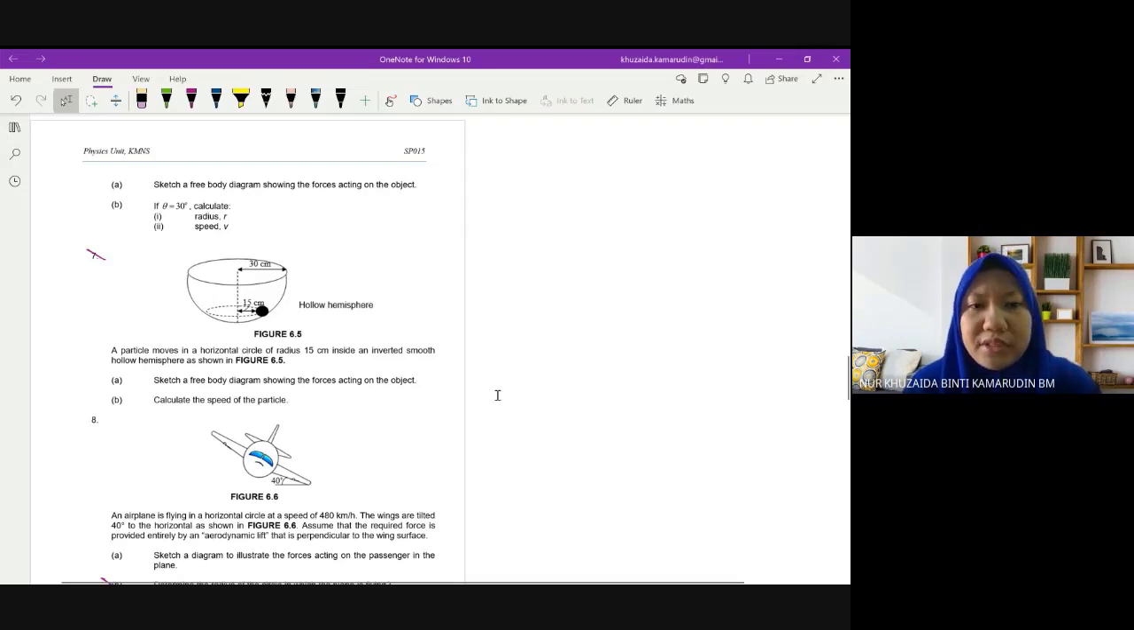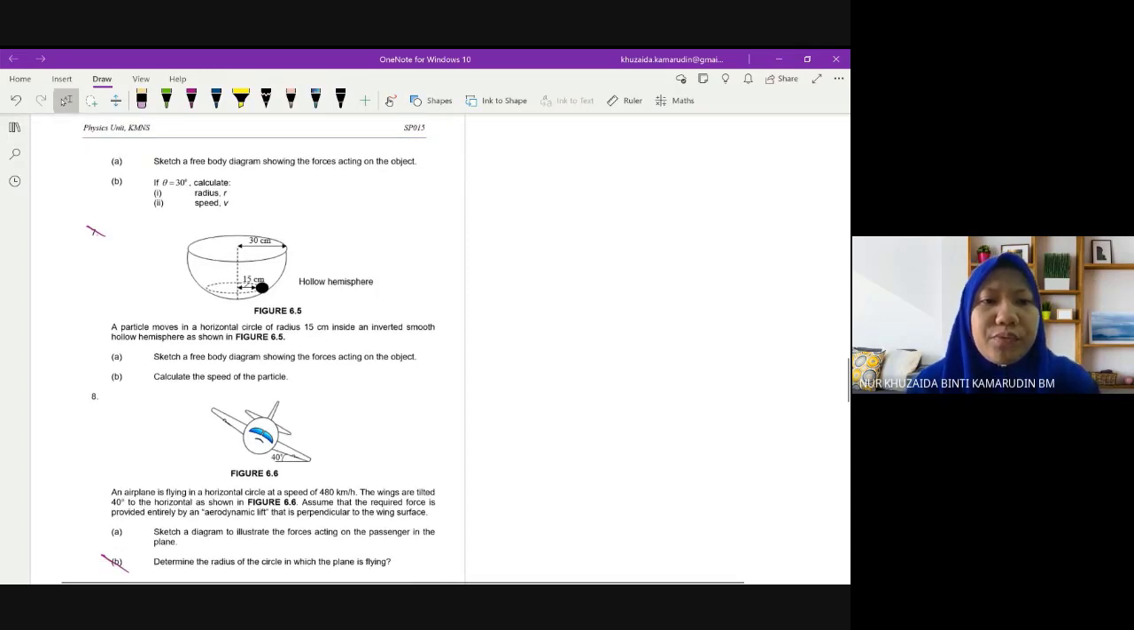Alright, okay, so we start with question number 7. A particle moves in a horizontal circle of radius 15 centimeter inside an inverted smooth hollow sphere. This one has two radii given. Ada dua radius yang diberikan dalam soalan. The first one is 30 centimeter. The second one is 15 centimeter.